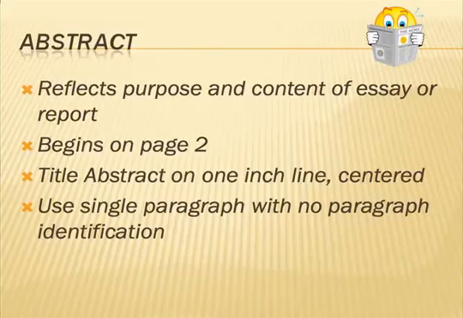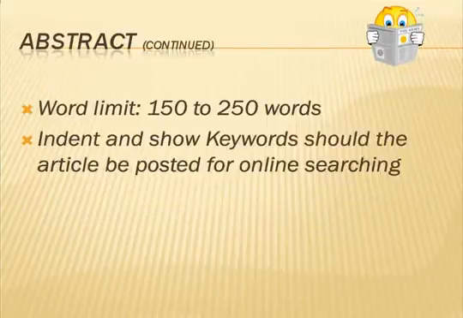Page 2 of an APA paper is always what's called the abstract page. And this abstract reflects the purpose and the content of the entire essay. But as a result, you can't write it until after you finish the whole essay. You just need to leave the space open and then write it after you finish the essay. We have a title for the abstract page called Abstract. It will be centered on the 1-inch line. It is a single paragraph with no paragraph indentation, so it's just going to look like a block paragraph out there for you. You're limited to between 150 to 250 words.